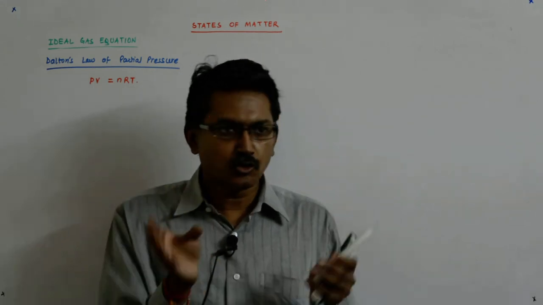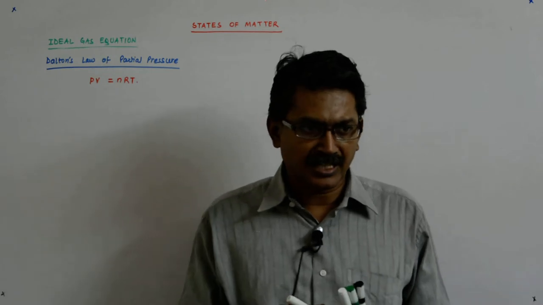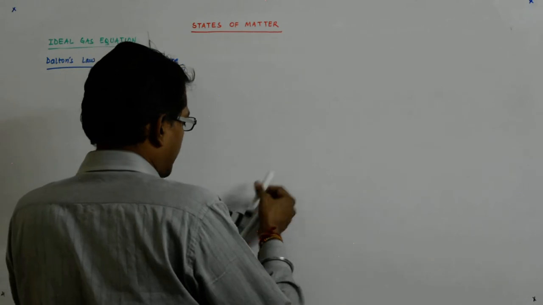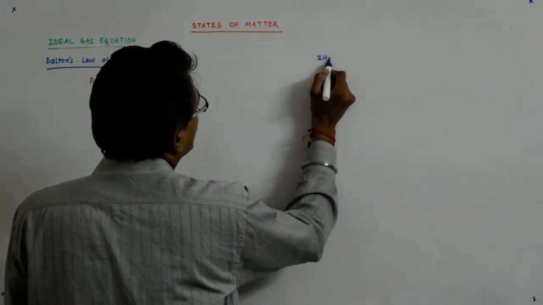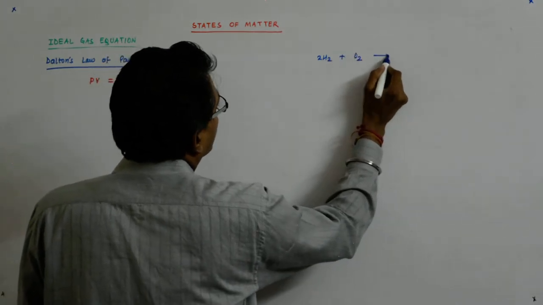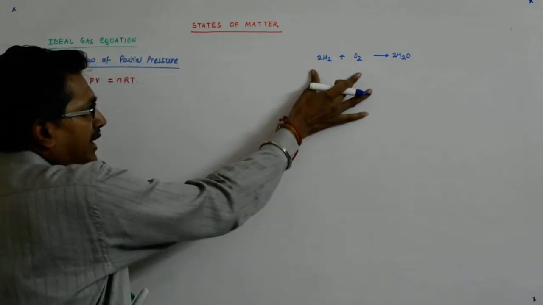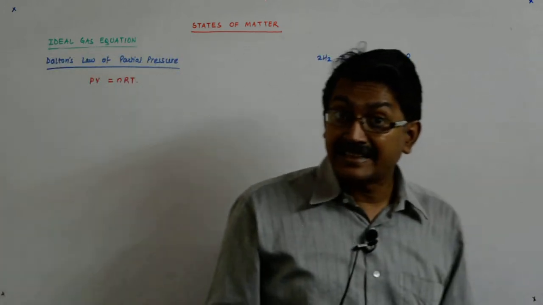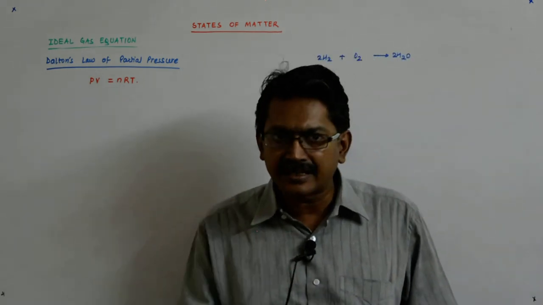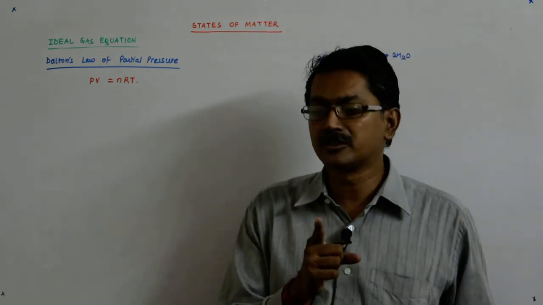Otherwise what happens? Suppose you put H2 and O2 and it forms H2O. Then what happens actually? 2H2 plus 1O2 gives you two molecules of H2O. So, three of them turn into two. And that is another brilliance. It simply does not matter whether it is atom or molecule, or if it's a molecule, how big. It says only the number of moles matter.